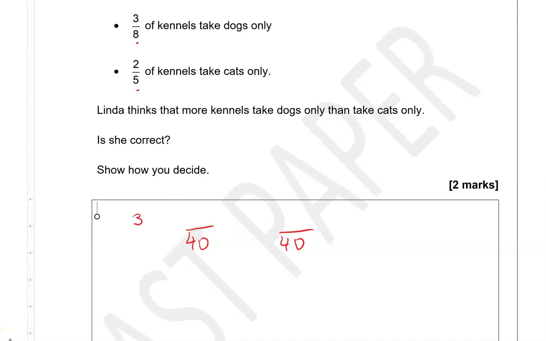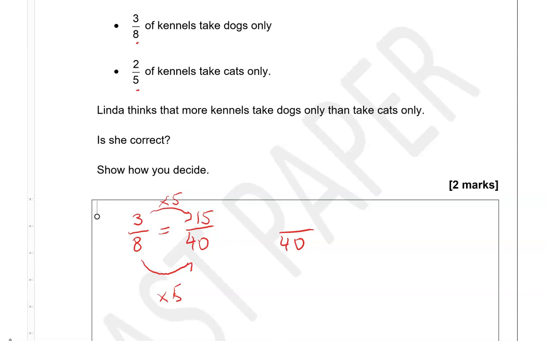So to convert 3/8 into a fraction with equal value, but that has a denominator of 40, we need to look at how we've got from 8 to 40. So we've multiplied by 5 because 8 times 5 gives us 40. So we need to do the same to the number at the top, multiplying it by 5. So 3 times 5 gives us 15. So 3/8 is the same as 15/40.